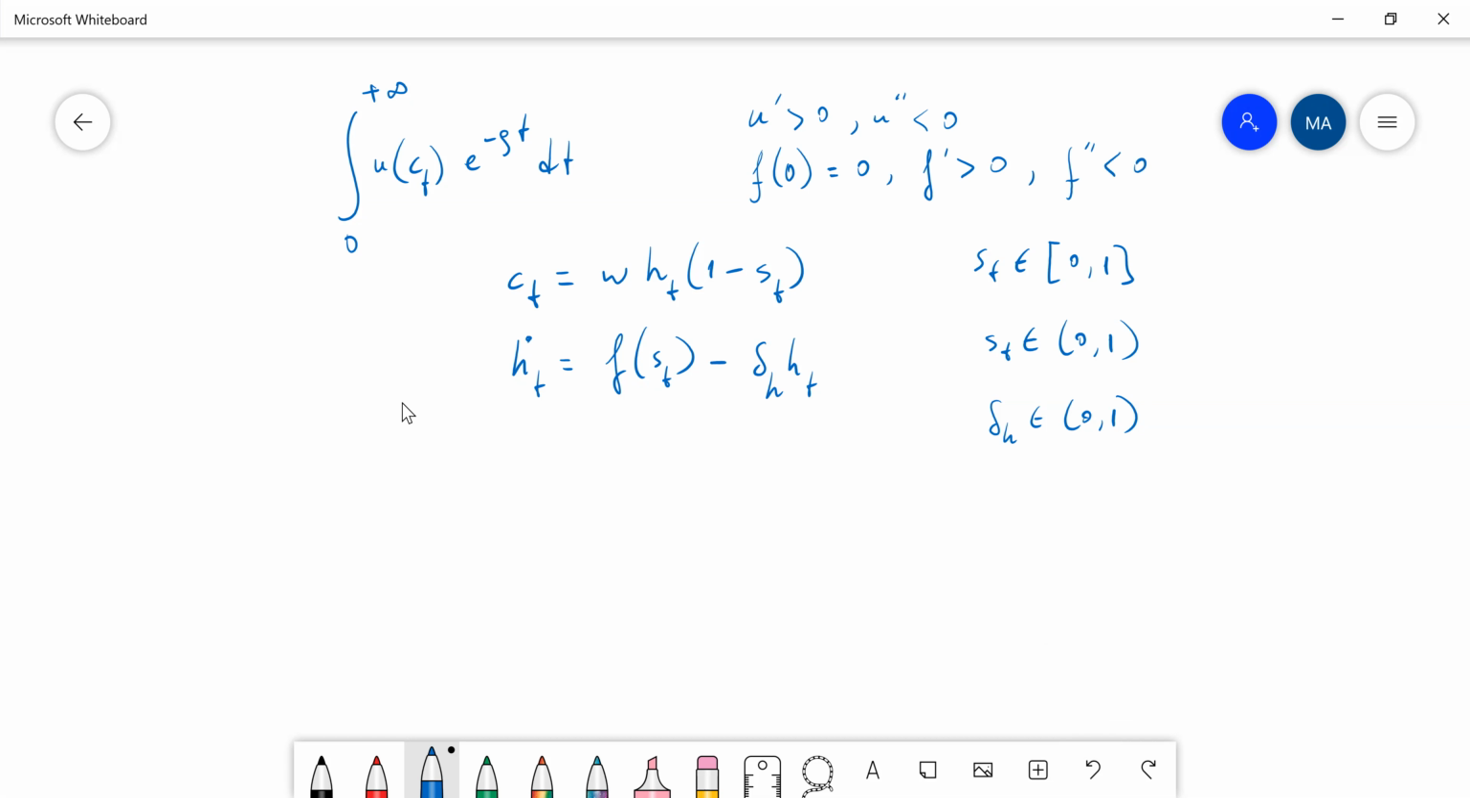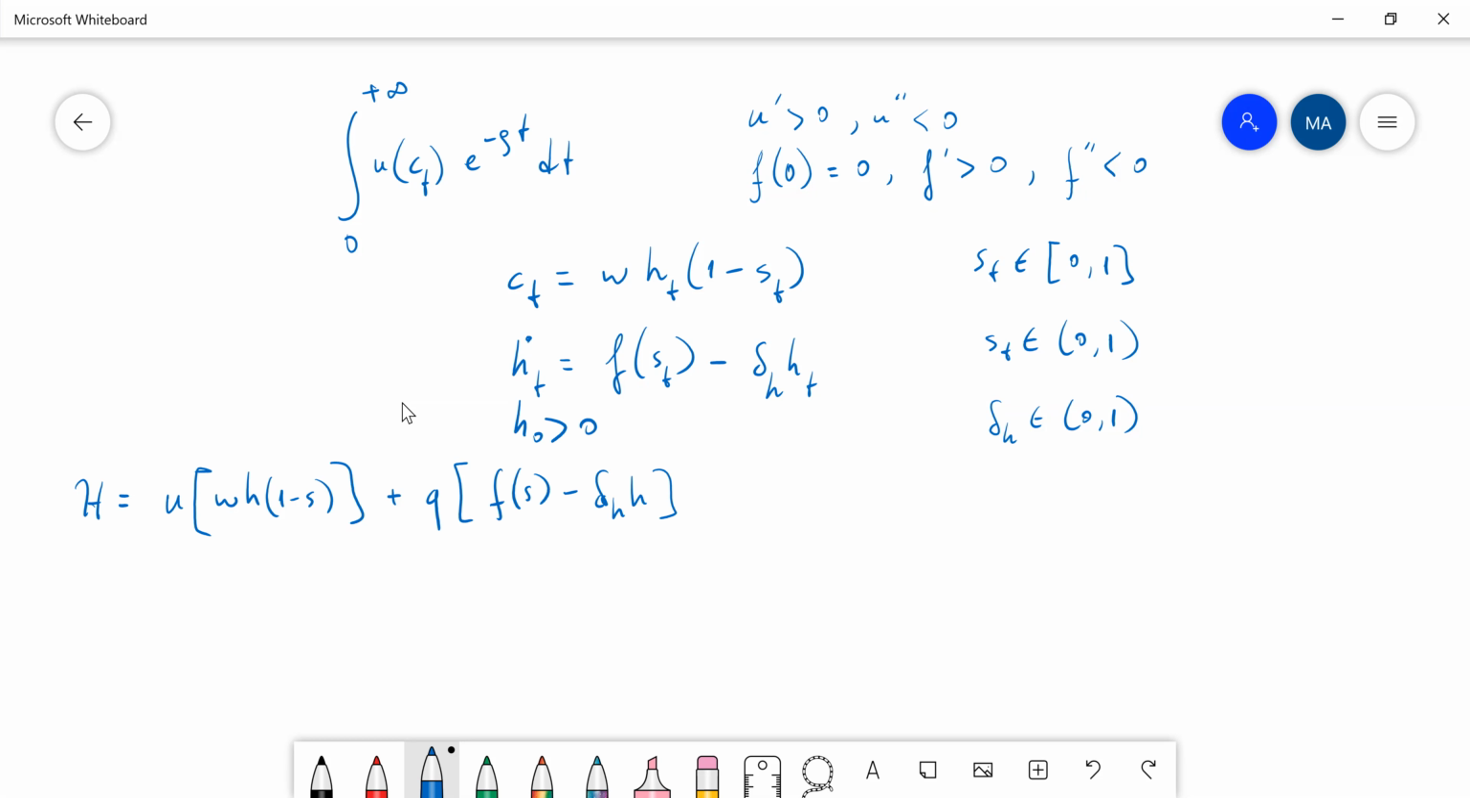Okay. Now the Hamiltonian will be U(wh(1 - s)) plus q F(s) minus delta_H h. And of course, h_0 is given again. So this is now your Hamiltonian.